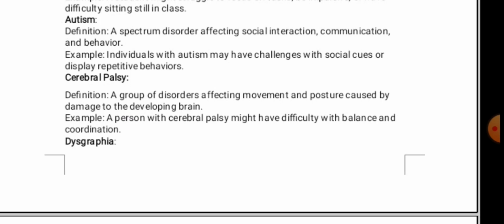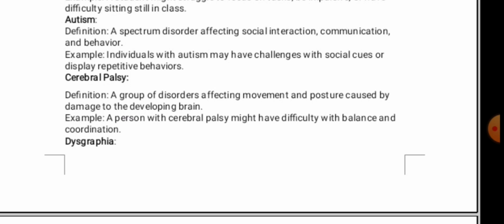So, cerebral palsy. What is cerebral? Cerebral is a part of our brain, right? We know that our brain is divided basically into three types: forebrain, midbrain, hindbrain. Then again, forebrain has different parts, midbrain has different parts, hindbrain has different parts. So there is a part in our brain which is called cerebral. When the cerebral part is affected, what happens as a result? There is a problem in the movement and posture of the individual, right?